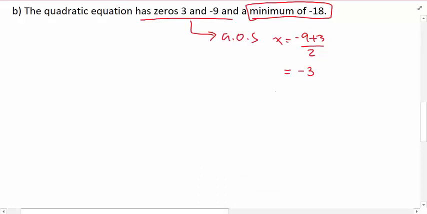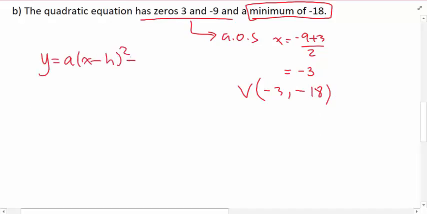So I know the vertex is going to be (-3, -18). Okay, finish the question for me, please. Remember, you start with y = a(x - h)² + k. All right, finish the question. See if you got the right answer. Okay, so plug in your vertex. So you're going to sub in your vertex. That's going to be y = a(x - (-3))² - 18.